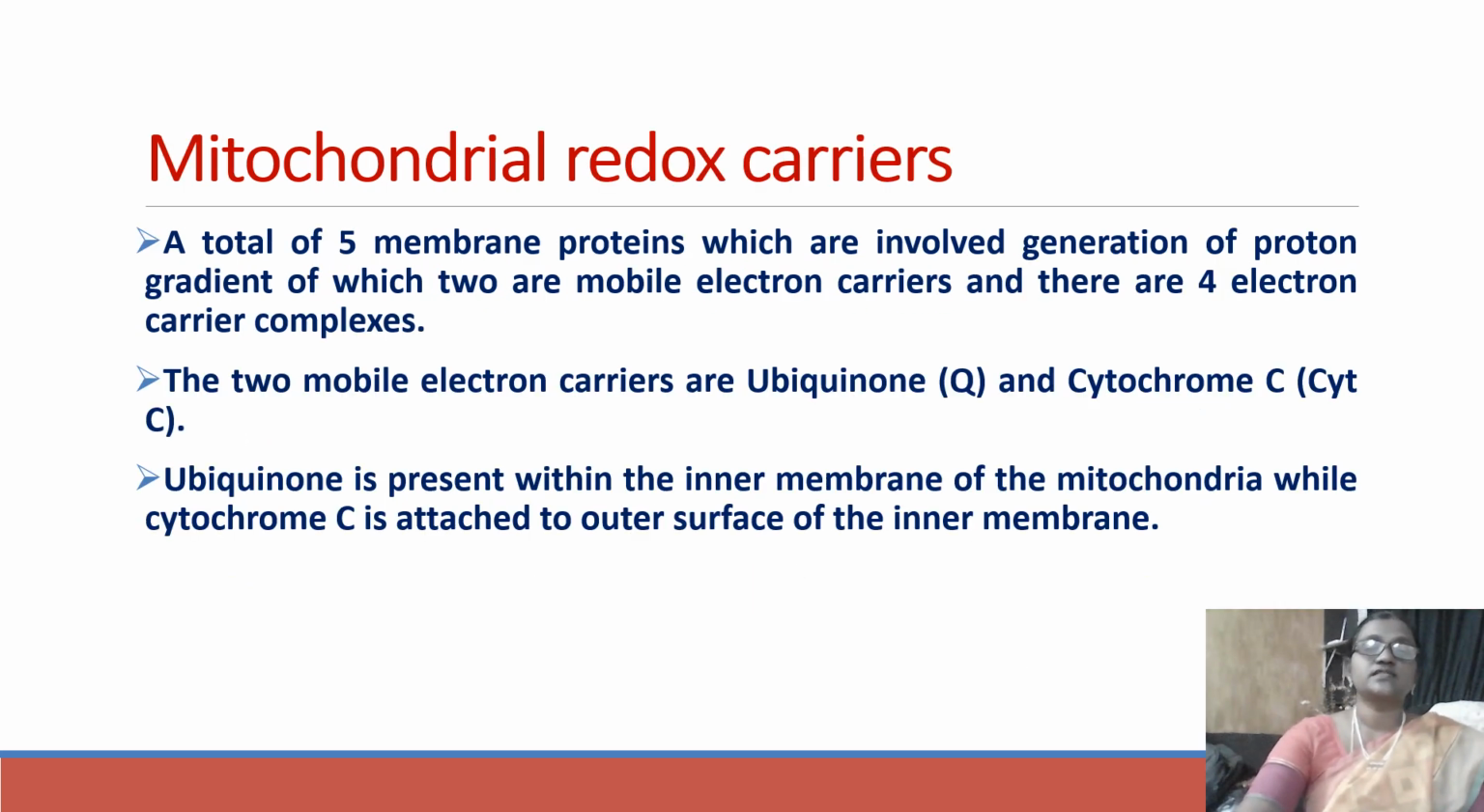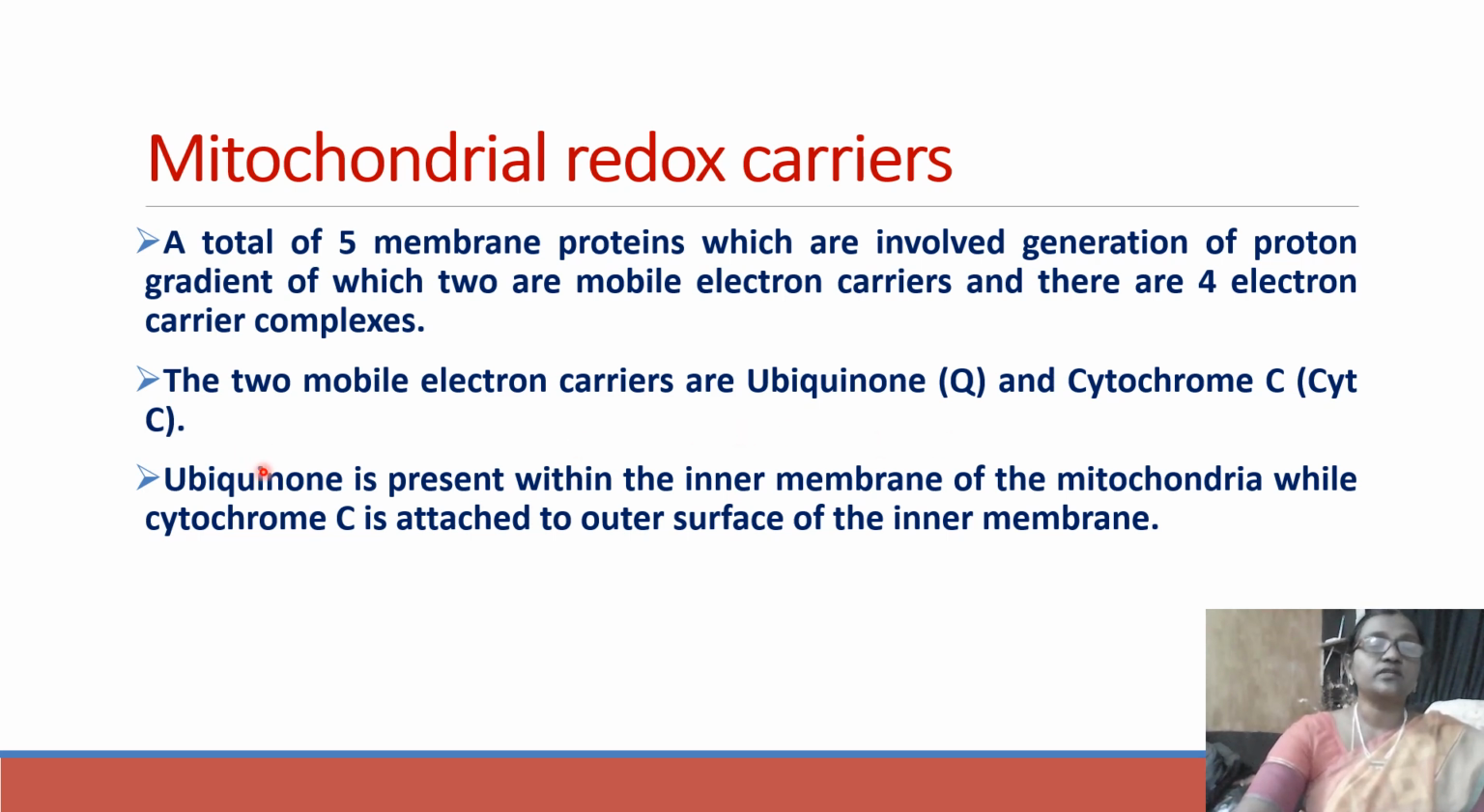Let us see what these mitochondrial redox carriers are. A total of 5 membrane proteins were identified, and these are involved in the generation of that proton gradient. Of all these 5, 2 are considered to be mobile electron carriers, while you have 4 complexes also that are involved. The 2 mobile carriers for the electrons are ubiquinone, abbreviated as Q, and cytochrome C, abbreviated as CYTC. During the study we will be using these two terms.